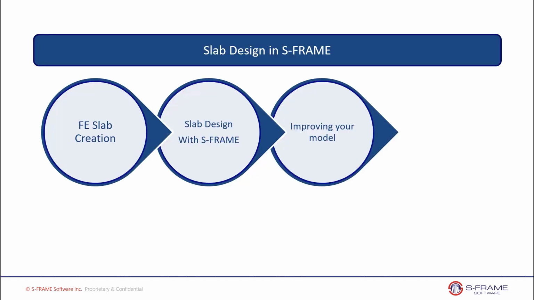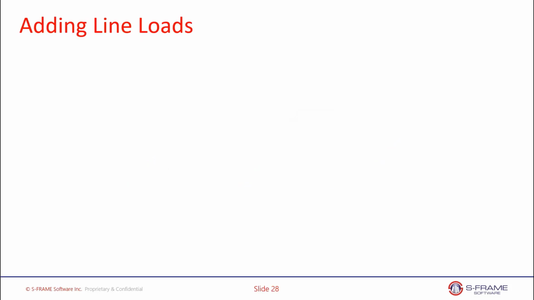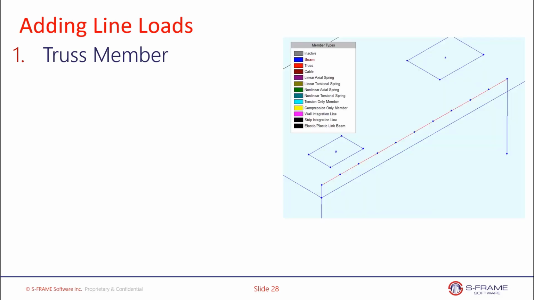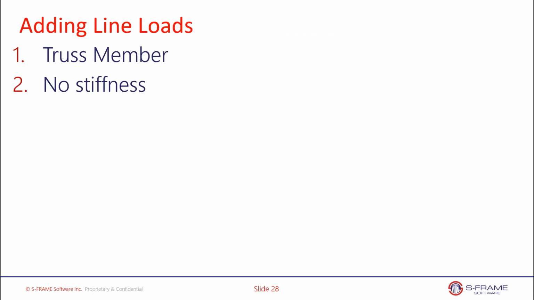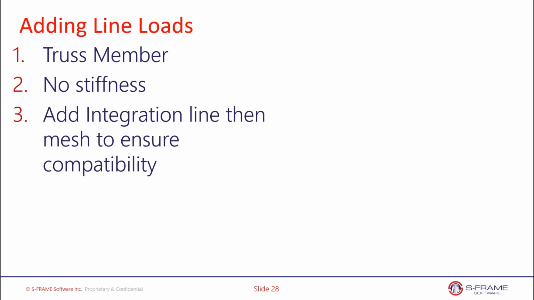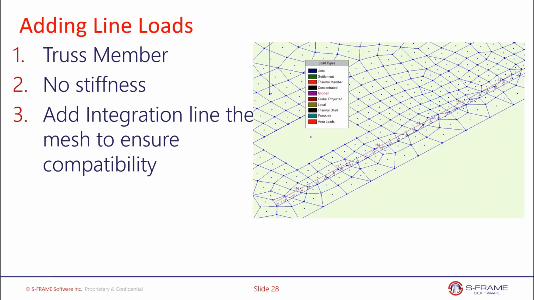Now, there's a couple of ways that we can look at improving our model as well. If we needed to add line loads to represent perhaps wall forces from a non-structural wall on our slab, we could do that by adding line loads. There's a few different methods of doing this. We could add a truss member. That truss member, we'd try to give it as little stiffness as possible by giving it very small section properties. We could also add an integration line to the mesh to ensure compatibility. You can see here the mesh is connected to that line. And we could add a line load to that integration line as well.